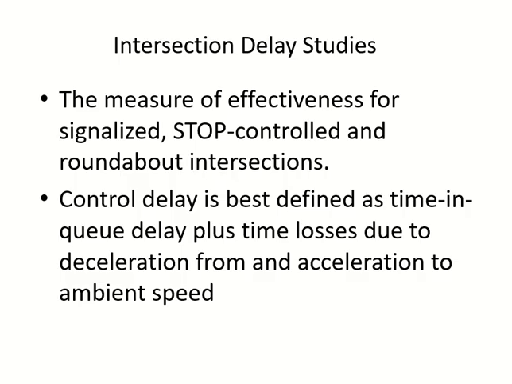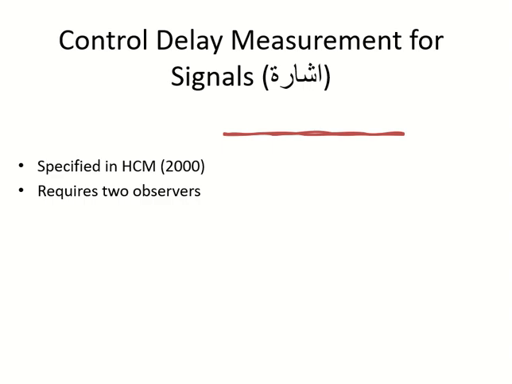That time is also part of the delay, because that time also happened because of the intersection. If there was no intersection, you would have continued at your normal speed. So that's why deceleration plus stopping plus acceleration back to normal or ambient speed is all part of intersection delay or control delay. We'll use some other terminologies with it later on.